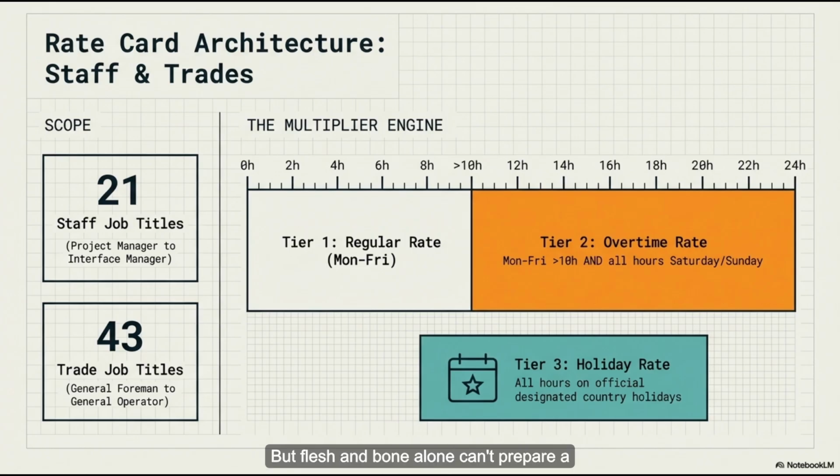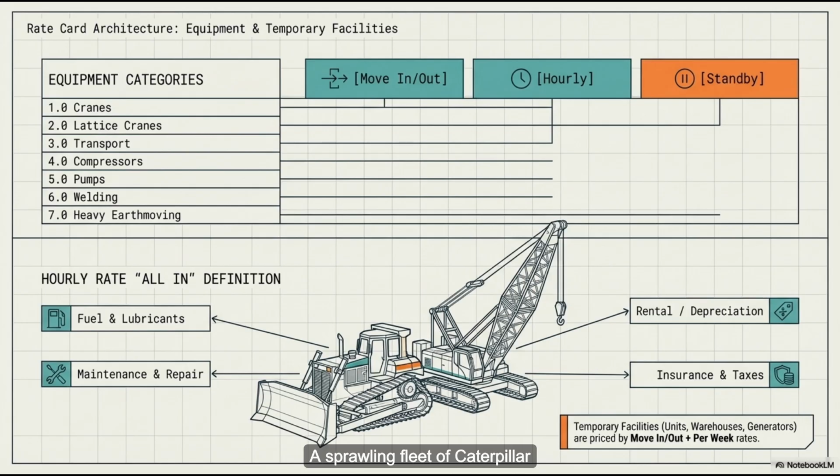Okay, so we've mapped out the human labor, the specialized trades, and how their time is tightly governed. Right. But flesh and bone alone can't prepare a site of this magnitude. Definitely not. You need iron. The final piece of the pricing puzzle is the mechanical army required to execute the heavy lifting. And this is where the scale gets truly massive. The section covering variations rates for equipment gives us a window into the sheer scale of the engineering. The machinery listed here reflects a project that is literally reshaping the Earth. Yeah, tell me about some of this equipment.